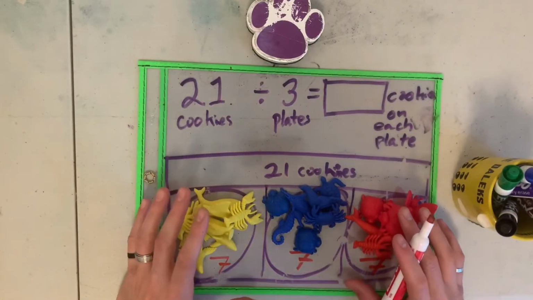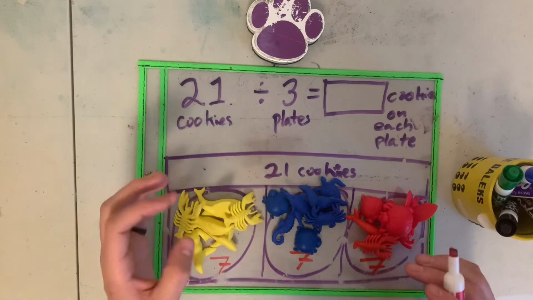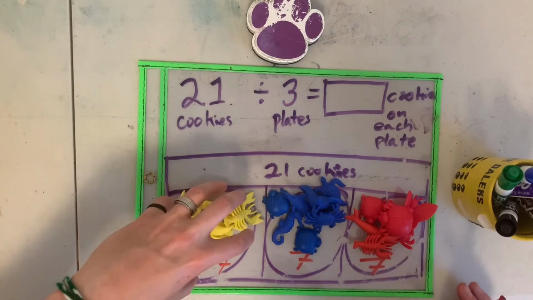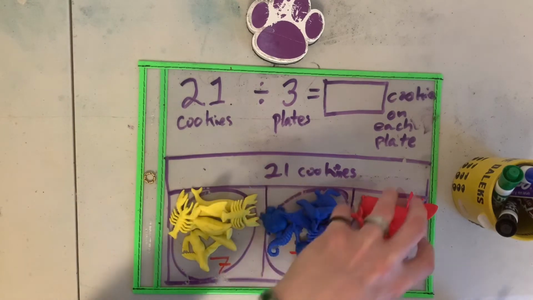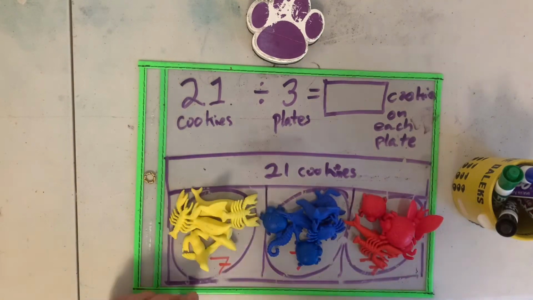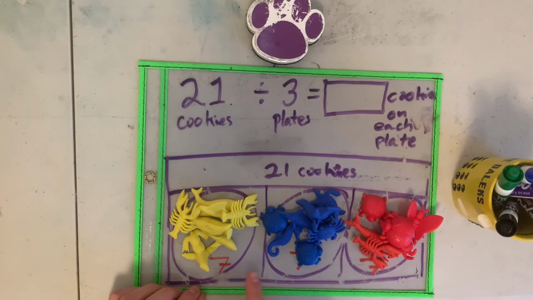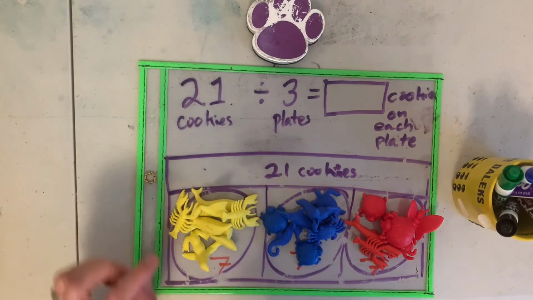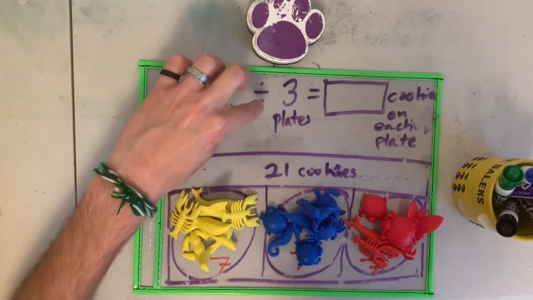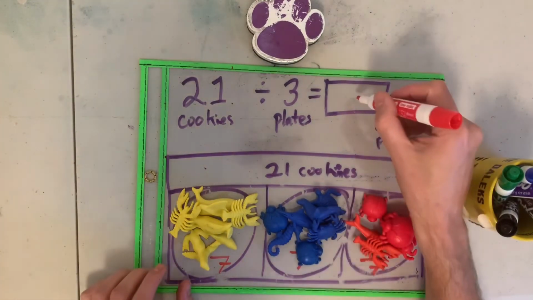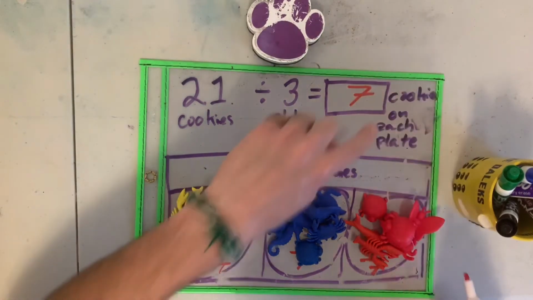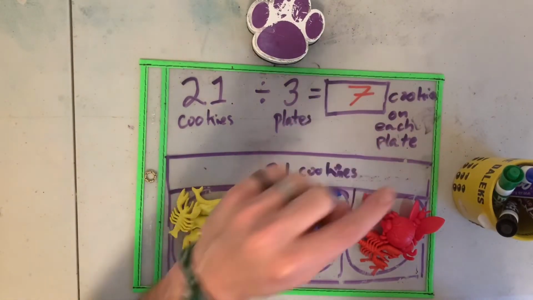So the question is, how many cookies are on each plate? We counted 7 cookies on this plate, 7 cookies on this plate, and 7 cookies on this plate. So this means that 7 plus 7 plus 7 equals 21 cookies. So 21 cookies divided into 3 plates, that means that we have 7 cookies on each plate.